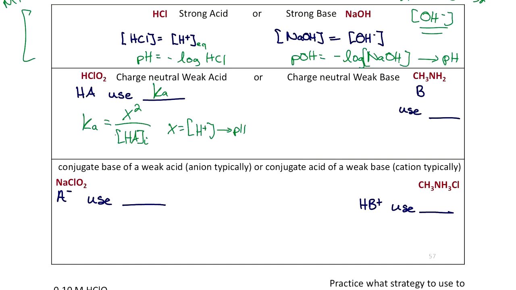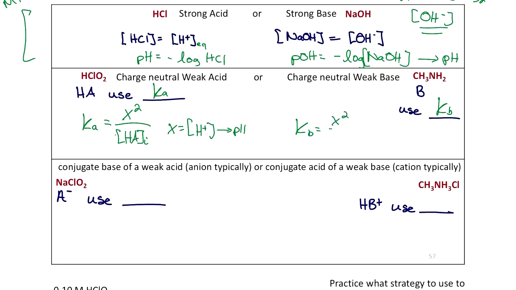Or we could have a charge neutral base like ammonia, or this is methylamine, right? So I'm just going to call it B, base. All right, so if I give you a base like methylamine here, what K do we want to use? Kb. Will I give you the Kb of methylamine? Yes, I will. So if we use Kb and we do the ice table, what is it going to reduce down to?